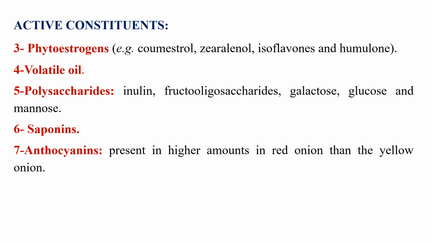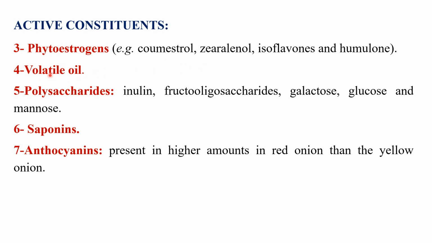Also, onion is a very rich source of phytoestrogens such as cholesterol, zearalenol, isoflavones, and humulone. These phytoestrogens make the onion a suitable food for postmenopausal women to compensate for the decrease in their estrogens and avoid diseases such as osteoporosis.